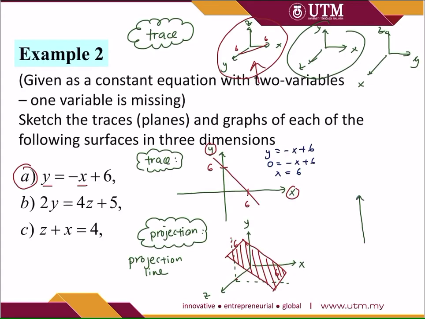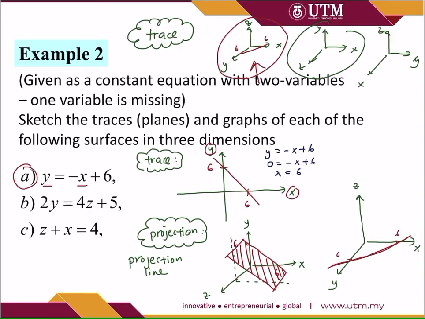Let's say here is X, here is Y, here is Z. You know that the trace at X is 6 and Y is 6, for example, therefore it will be like that. That is the trace on the 3D.